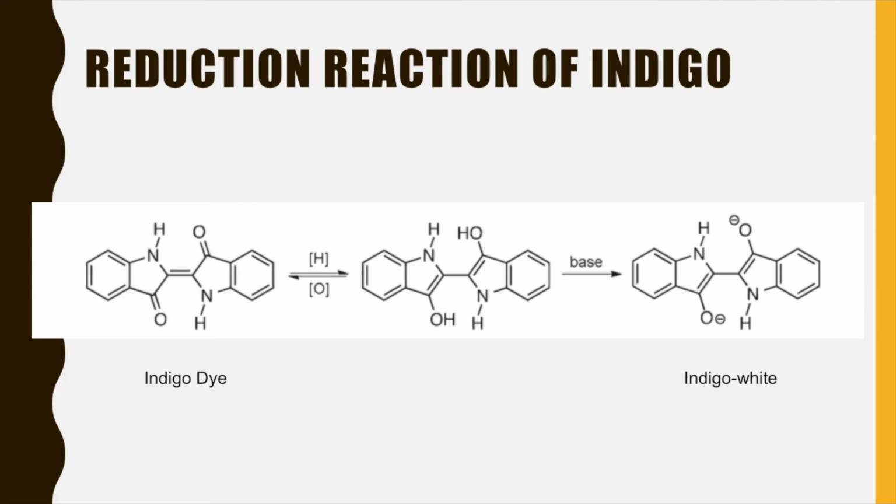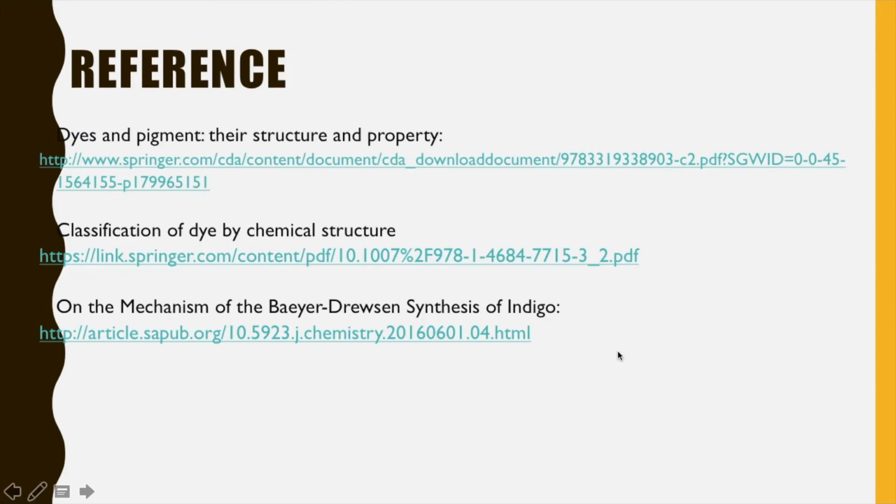However, like most dyes, indigo dye is not soluble in water. In order to use it, it must be dissolved into water by some chemical ways. One of them is to convert indigo dye into indigo white, which is a water-soluble molecule with a blue-white color, and the mechanism is shown here.